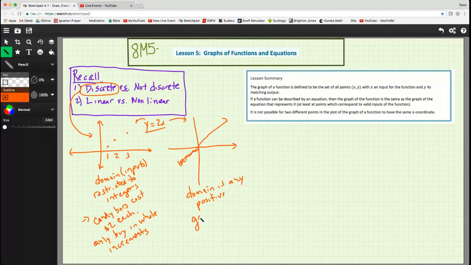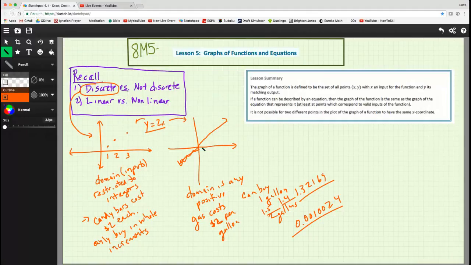And this would be like gas costs $2 per gallon. So on gas, you can buy 1 gallon or 2 gallons, but you can also buy 1.5 or 1.4 or 1.32169 or 0.0010024. You can buy any amount of gas. So this is a continuous function.